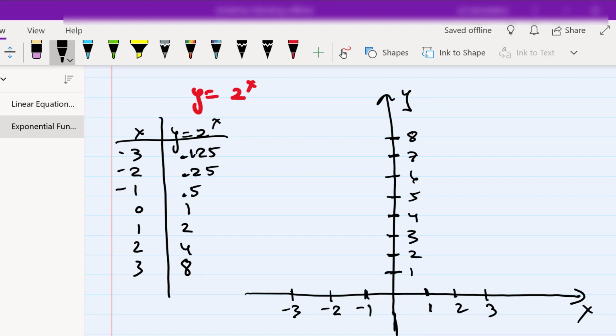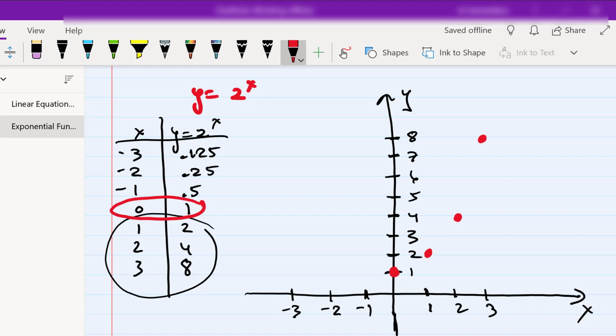So let us first consider what happens when x is greater than 0. When x is 1, y is 2. When x is 2, y is 4. And when x is 3, y is 8. And when x is 0, y is 1.